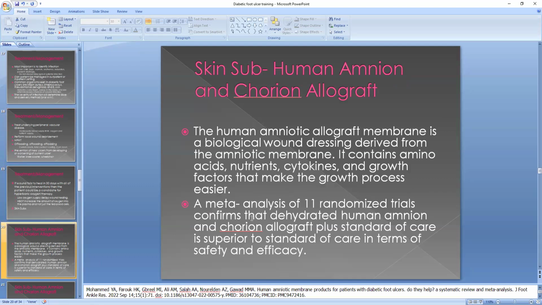So the skin subs of the human amniotic allograft, it's the biological wound dressing derived from the amniotic membrane, contains amino acids, nutrients, cytokines, and the growth factors that make the healing process easier, right? And there was this meta-analysis done of 11 randomized trials, which confirms that dehydrated human amnion and chorion allografts plus the standard of care is superior to standard of care in terms of safety and efficacy. And so that was phenomenal.